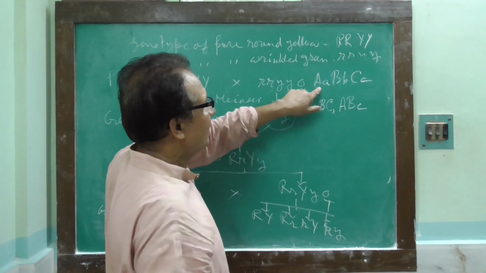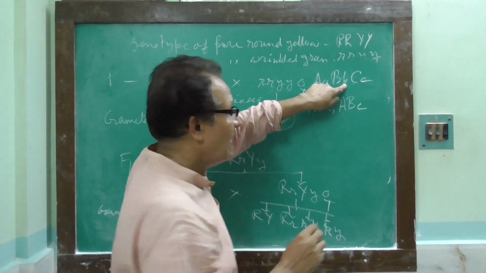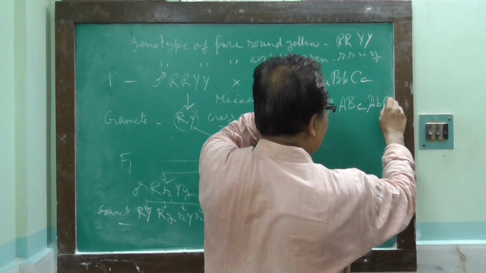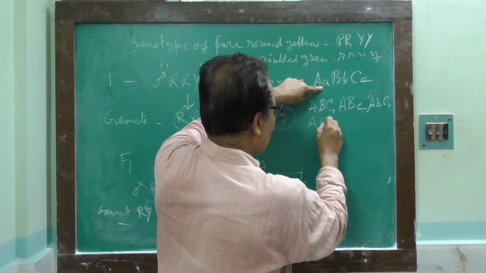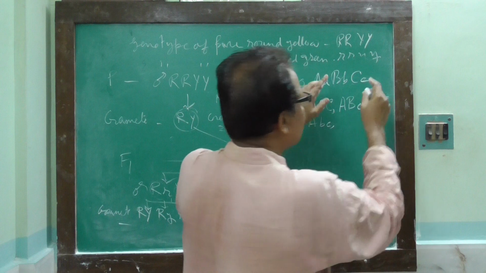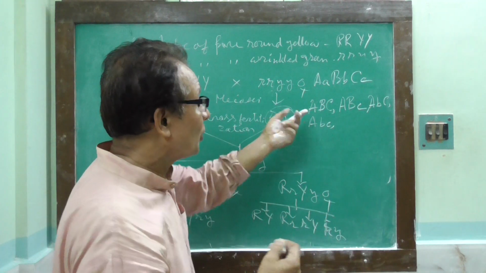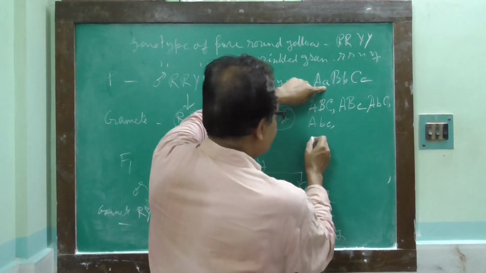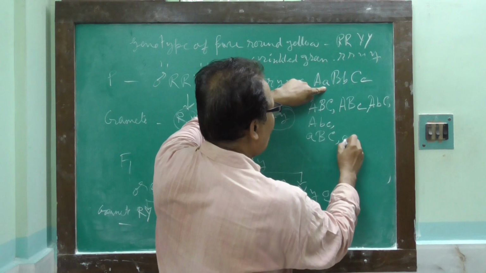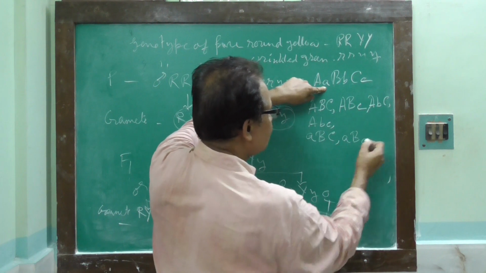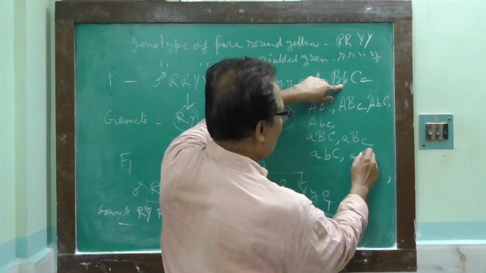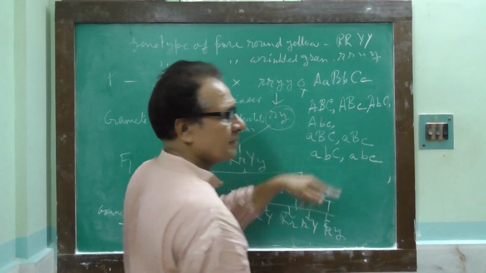But with capital A, small b, the combination is not yet formed. Now you write capital A, small b, capital C; capital A, small b, small c. With capital A, all the combinations are completed. Now you follow the small a. Similarly, small a, capital B, capital C; small a, capital B, small c; small a, now small b, capital C; small a, small b, small c.